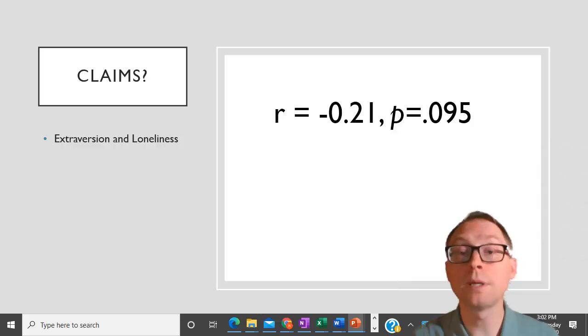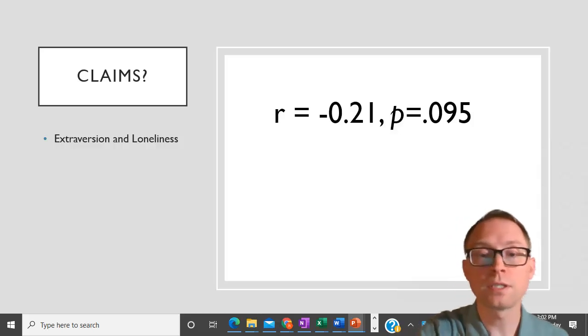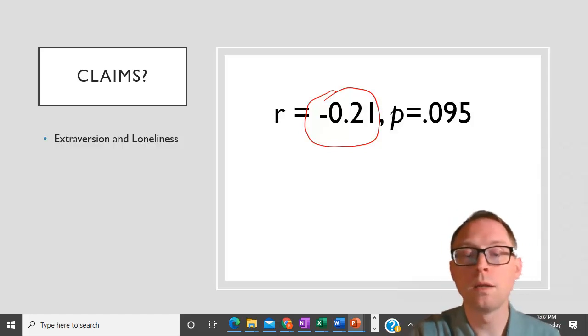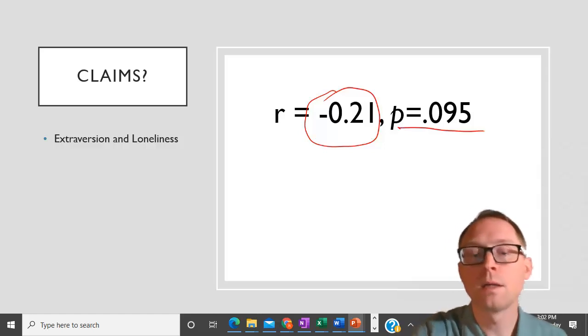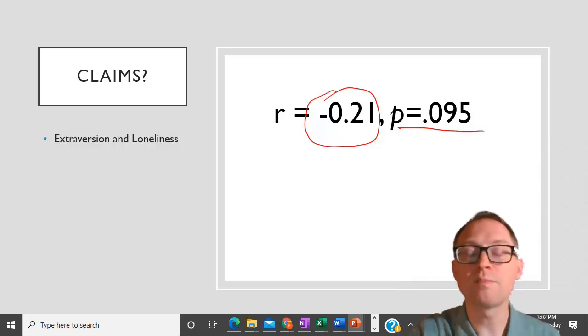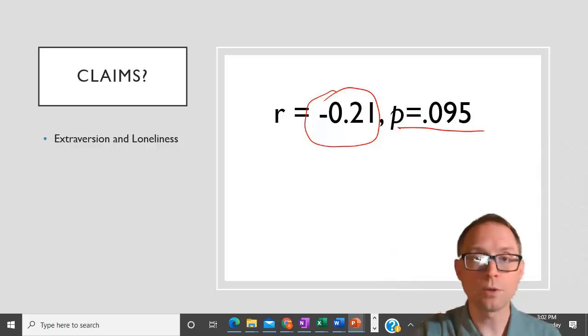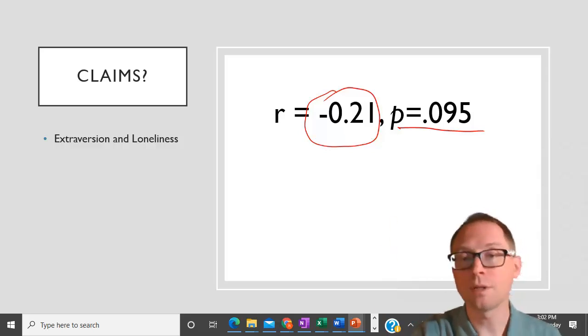P-value is the probability of us getting this statistic, a -0.21, when there is no relationship between extroversion and loneliness. So this p-value right here is the probability of getting -0.21 when there really is no association between extroversion and loneliness. That is different than the effect size, which is how much extroversion affects loneliness. That's what the effect size would say. P-value is not about effect size.